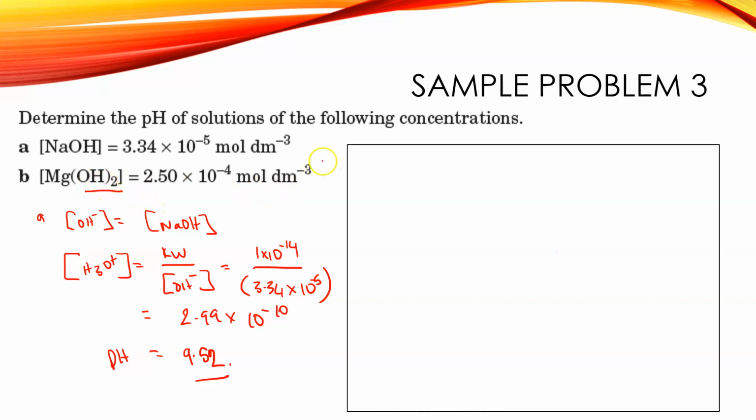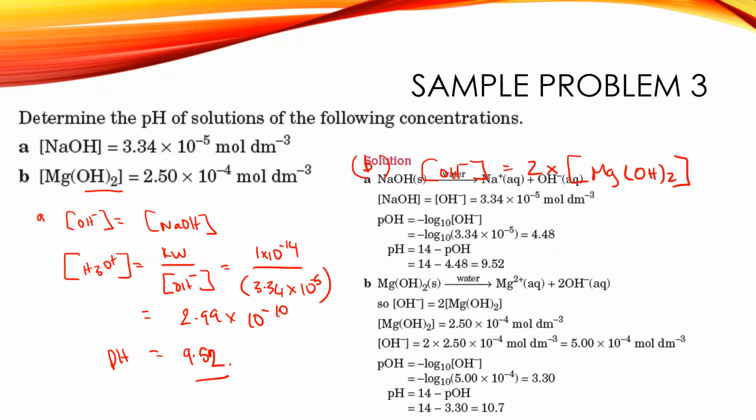The solution for B will be much the same, but don't forget that with magnesium hydroxide there are 2 hydroxides. So for B, your equation is going to be that the concentration of OH- is going to equal 2 times the concentration of Mg(OH)2, because it will release 2 hydroxides into solution. If we go through those calculations, we will be able to see that for the magnesium hydroxide, the pH will actually be 10.7.